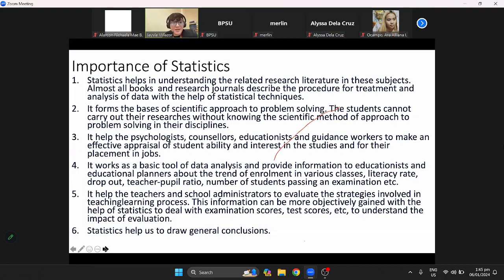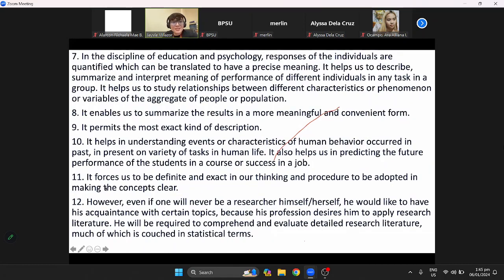Okay? Ayan. Another is, in the discipline of education and psychology, responses of the individuals are quantified, which can be translated to a more precise meaning. It helps us to describe, summarize, and interpret meaning of performance of different individuals in any task in a group. It helps us to study relationship between different characteristics or phenomenon or variables of the aggregate of people or population. Okay? Ayan.